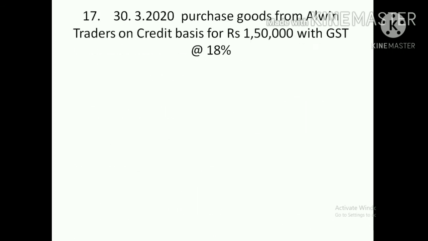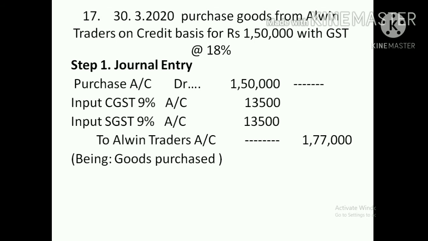The next transaction is the 17th one, 30th March 2020, the purchase of goods from Alvin Traders on credit basis for rupees 1,50,000 with the GST. Listen here, very important one. In this transaction, I have taken the purpose of giving the concept of when goods are purchased with tax. See here, the purchase of goods from Alvin Traders is nothing but a credit purchase. When the goods are purchased relevant to the business, that time it should be passed in a purchase voucher. Before that, first generalize this one.